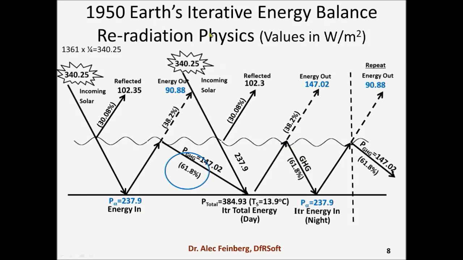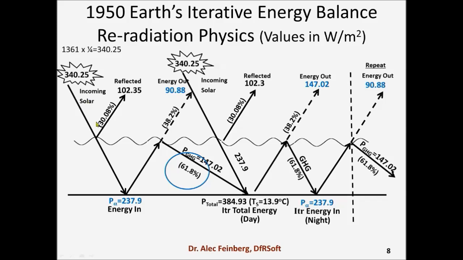Okay, so here's the diagram. It's an iterative diagram, and it's repeatable, so I'll show you that. We have about 1361 watts per meter squared coming in from the sun as solar energy, but we lose a half of that from the day-night and a half due to the curvature of the Earth. So we end up coming in with about 340 watts per meter squared.